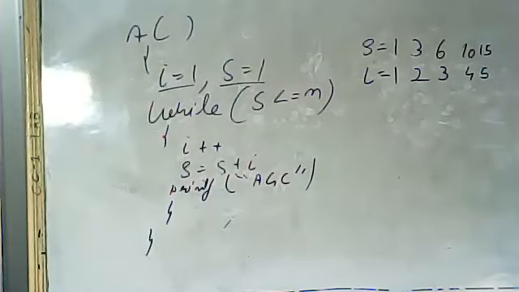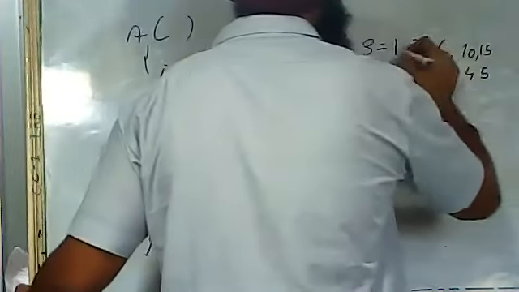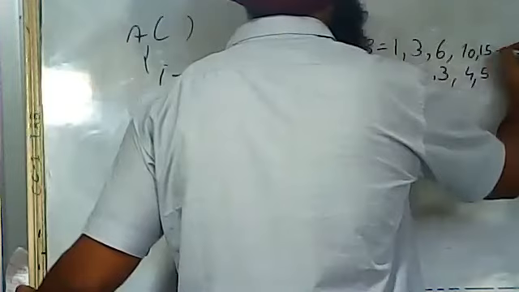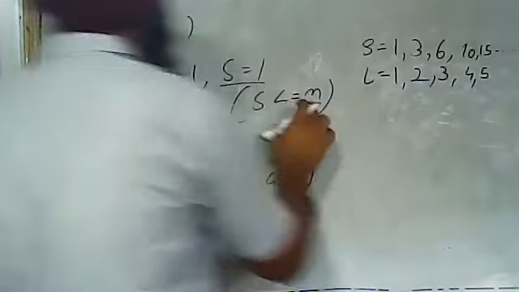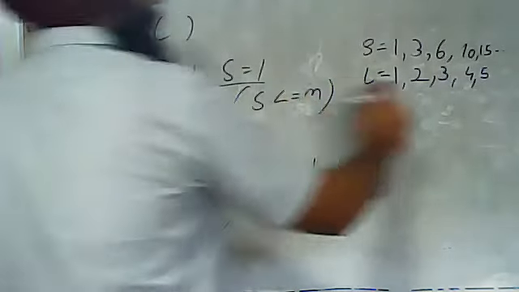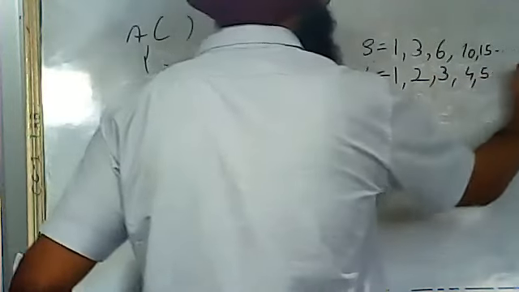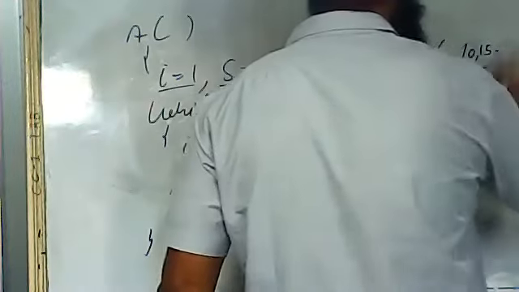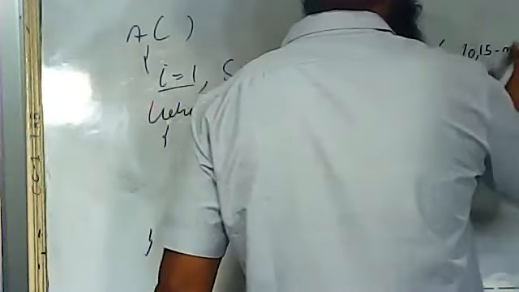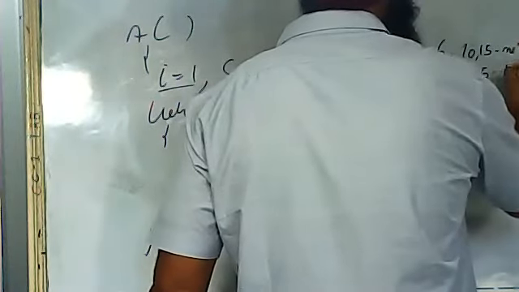Now, how many times will it get executed? It will get executed till we have the value of n. Let's say this is a continuous sequence of numbers, and it will get executed till k, till n.